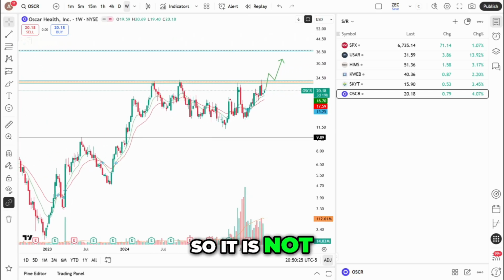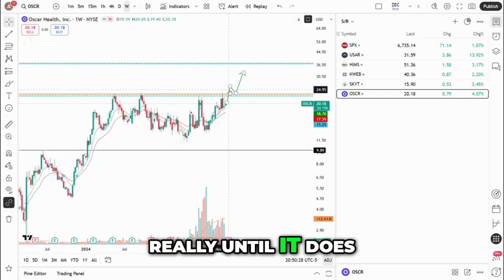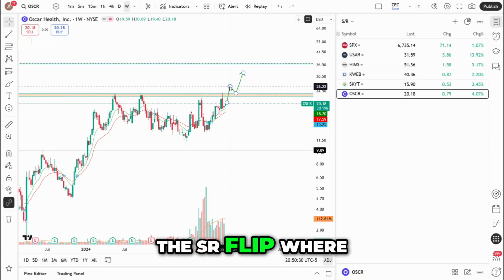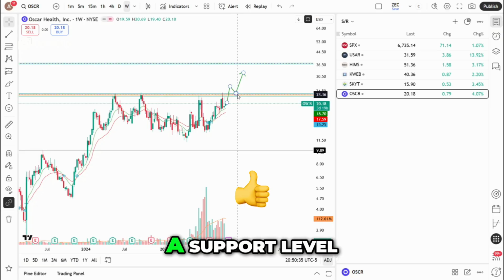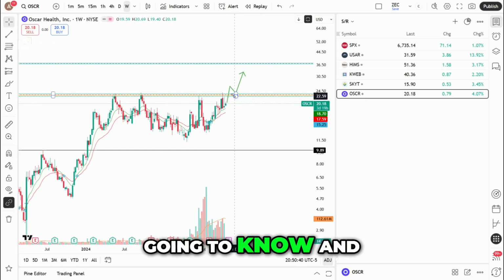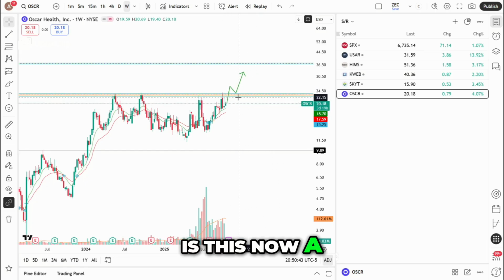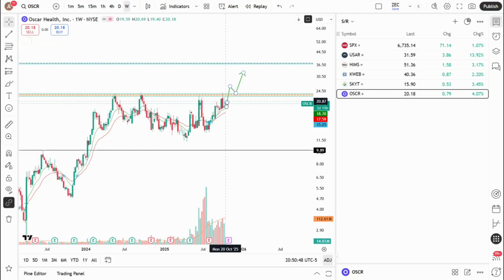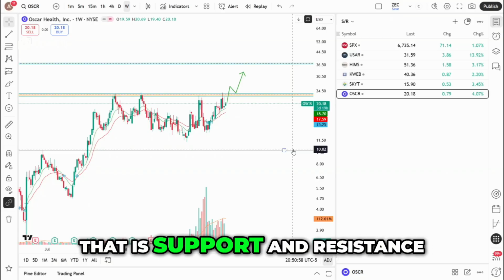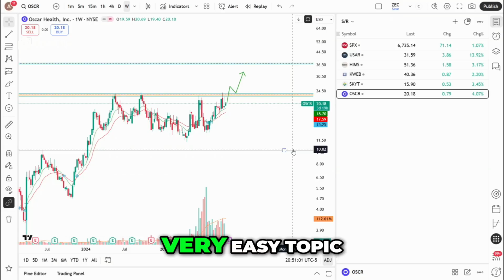So it is not going to break out really until it does the SR flip, where it breaks out, and again you need it to now be confirmed as a support level, as a floor, because otherwise you're not going to know, and the market's not going to know, is this now a valid move above? And you constantly see that. So you would wait for, either you buy a long right now and you would want to buy ample time, or you buy on the breakout and the retest. So I hope that makes sense. That is support and resistance. Very easy topic.